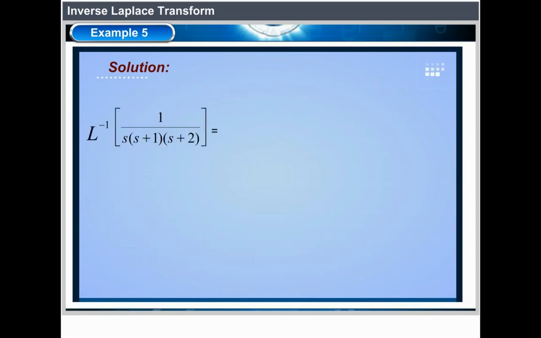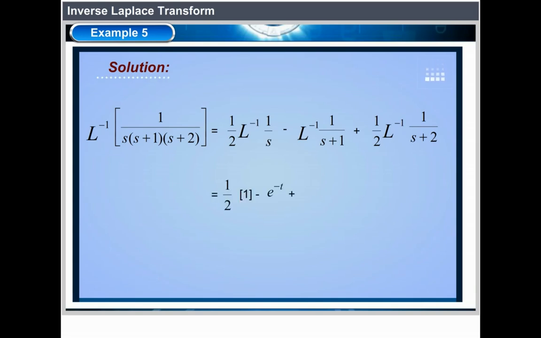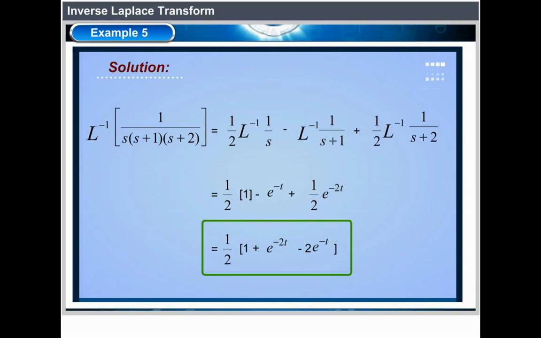Then L inverse of 1 divided by s into s plus 1 into s plus 2 equal to 1 by 2 into L inverse of 1 by s minus L inverse of 1 by s plus 1 plus 1 by 2 into L inverse of 1 by s plus 2, equal to 1 by 2 into 1 minus e^(-t) plus 1 by 2 into e^(-2t). If we take the 1 by 2 as common, we will get 1 plus e^(-2t) minus 2 into e^(-t).